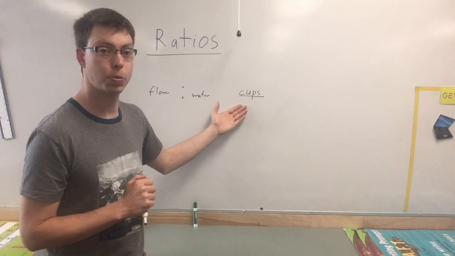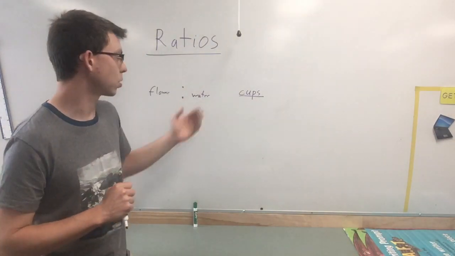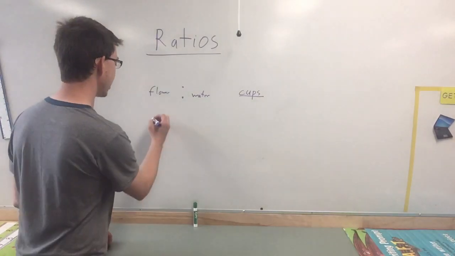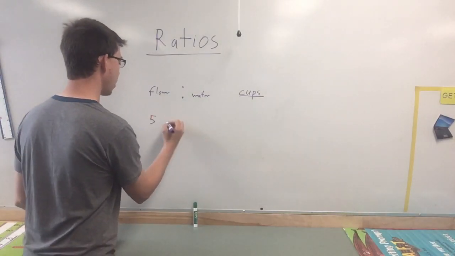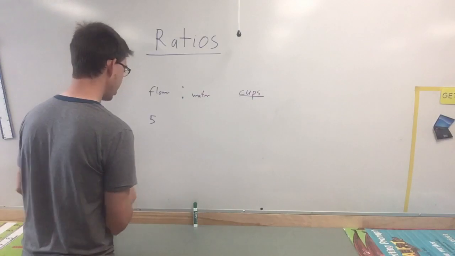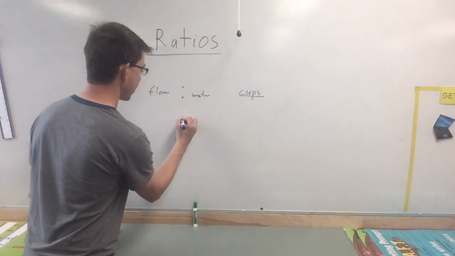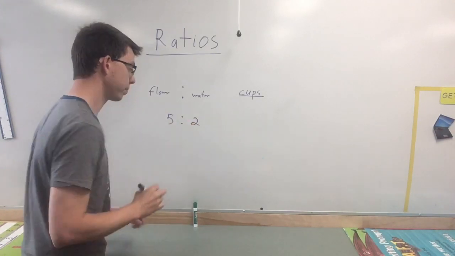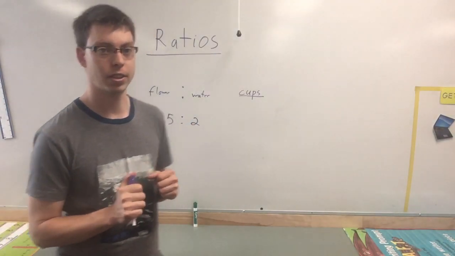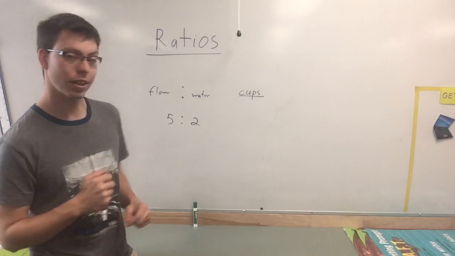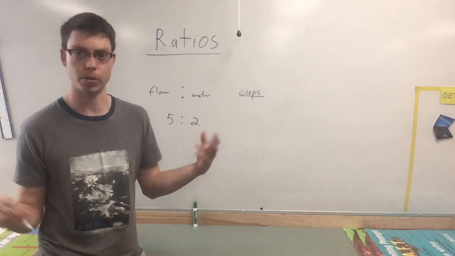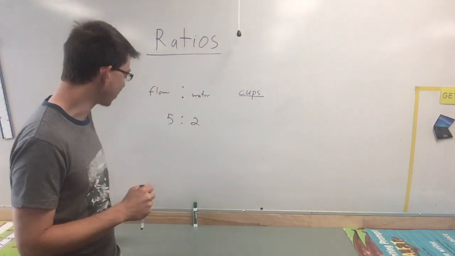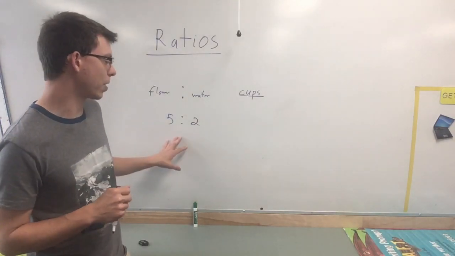So I'm doing cups. We're going to have flour to water. If we take a simple recipe, let's say we have 5 cups of flour. I'm going to make my ratio right here. We have 5 cups of flour to every 2 cups of water. Okay? That is going to give us a ratio, and we will know how to manipulate and change that if we want to double it or triple it, depending on how many people we're feeding. So that's a simple introduction of what a ratio is.